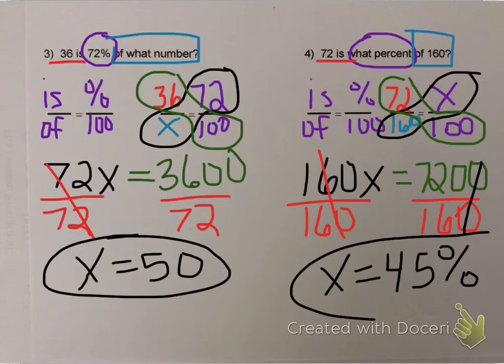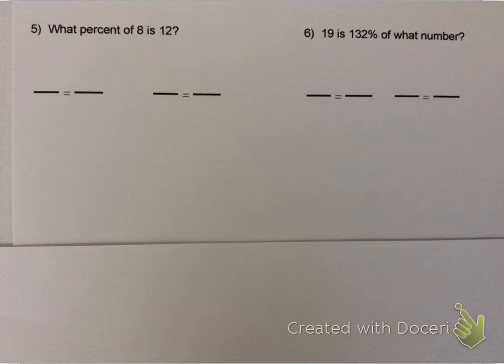Okay, if you don't put that percent sign on there, it's wrong. You have to have that percent sign, 45%. Next, you want to make sure that makes sense. Well, half of 160 would be 80, so it's a little under 50%. Sure, that does make sense.